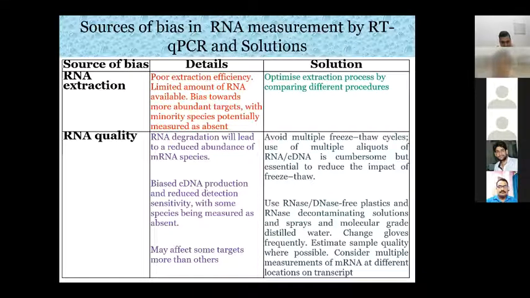Second, the bias in cDNA production reduces detection sensitivity, with some species being measured as absent, and may affect some targets more than others. So use RNase- and DNase-free plastic, RNase decontamination solution spray, and molecular-grade distilled water. Change gloves frequently during the different stages of RNA isolation and the entire procedure of RNA extraction, and consider multiple measurements of the mRNA at different locations of the transcript.